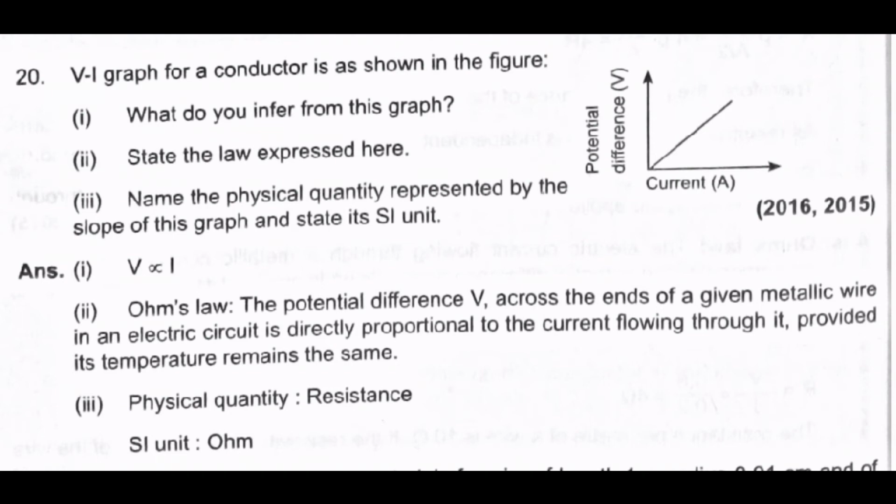We have to name the physical quantity represented by the slope of this graph and state its SI unit. What will be the slope of this graph? What is slope? That is y by x, right? If you are taking y by x, what we will get? That will be potential difference divided by current, that is V by I. What is V by I? Yes, that is resistance. So the physical quantity is resistance. And what is its SI unit? That is ohm. Is it clear?